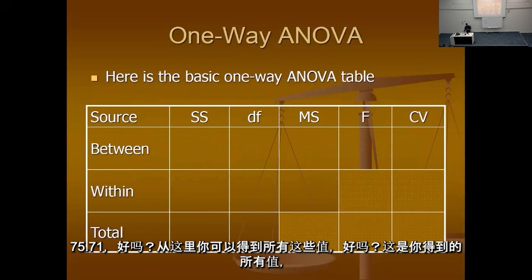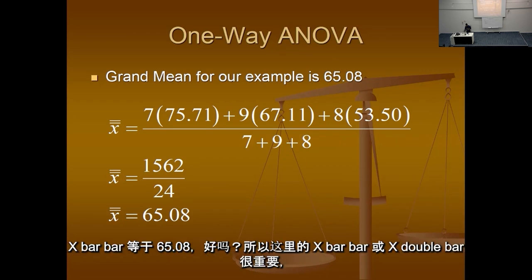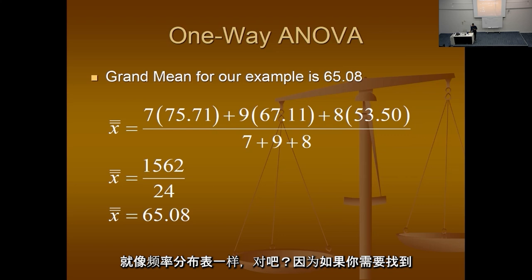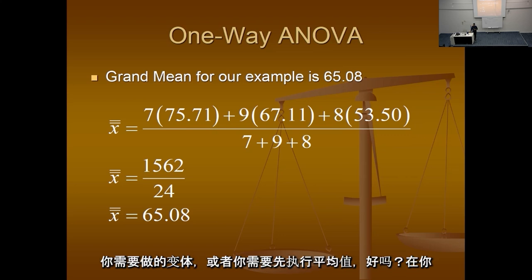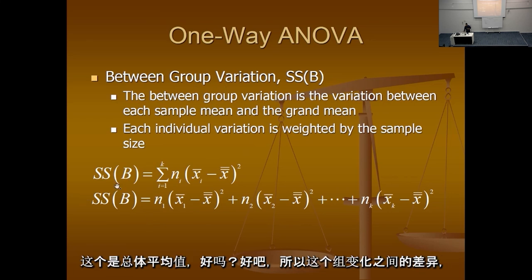Okay, this is all the value that you get from the summary of statistics for this ANOVA. The x bar bar is equal to 65.08. The x bar bar, or x double bar, is important, same as in the frequency distribution table, because if you need to find the variation, you need to find the value of the mean first, before you proceed with the standard deviation and also the variance. So you get 65.08. This one is for the grand mean.